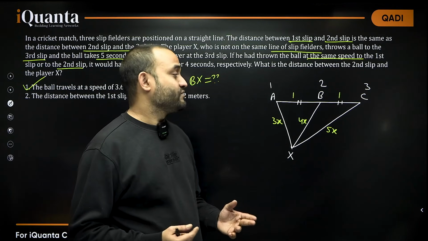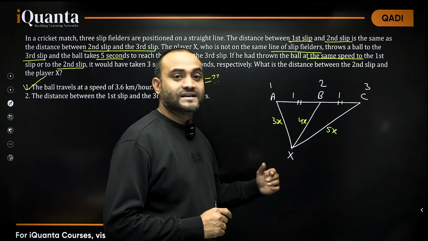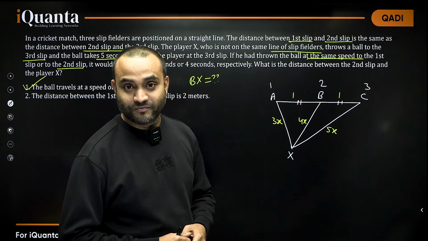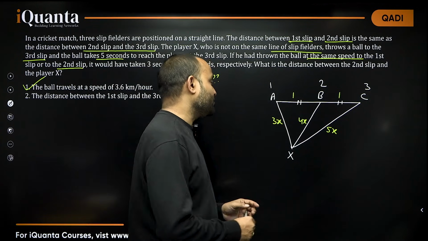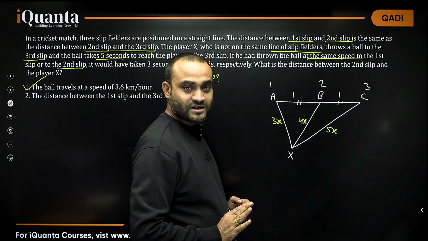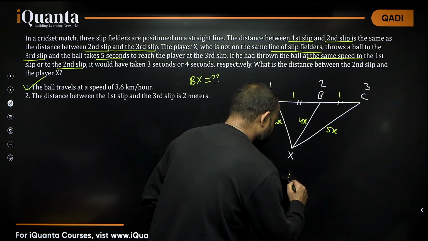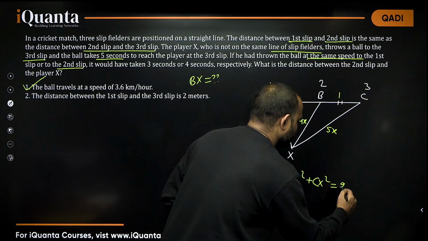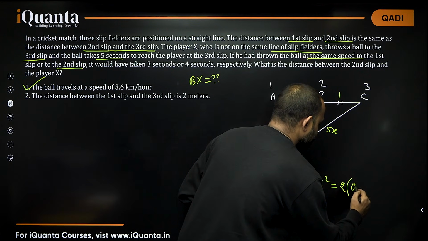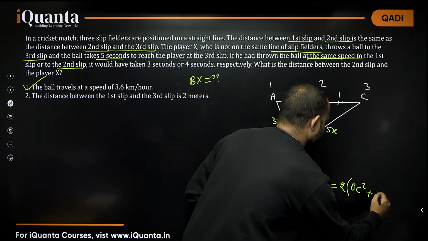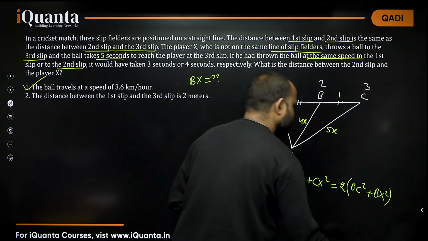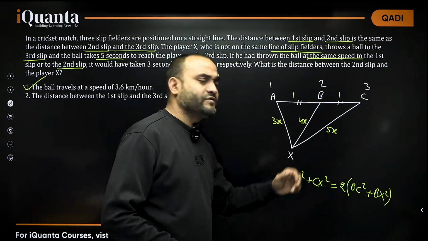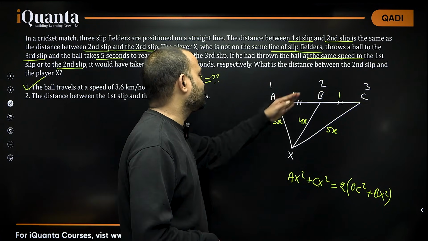What do you see here? I see XB is median of triangle AXC. And we can use the Apollonius theorem, right? We have only one variable, right? What is Apollonius theorem? Apollonius theorem is AX square plus CX square is equal to 2 times BC square plus BX square. Now definitely we will be able to solve it, right? We will be able to find this variable x here and we get the distance between B and X.